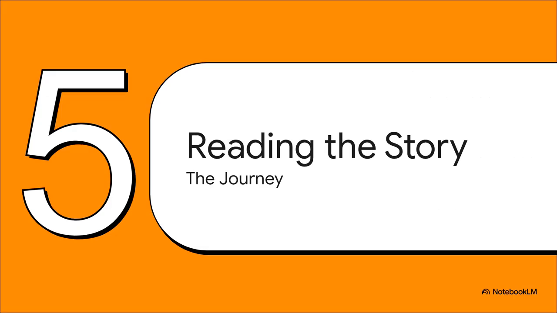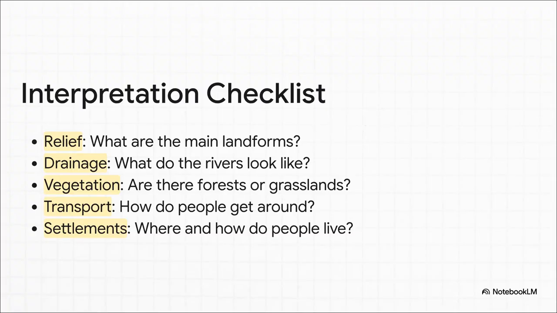Okay, so we've learned the language of the map. We've got the grid, the contours, the symbols. Now it's time for the fun part, putting it all together and actually reading the story the landscape is telling us. You know, a really simple way to interpret any topo sheet is to just use a checklist. Ask yourself these questions. What are the main landforms here? What's the river system look like? Is there any vegetation, like forests? How are people getting around? And finally, where and how are people living? Answering these helps you build a complete picture from all the little details on the map.